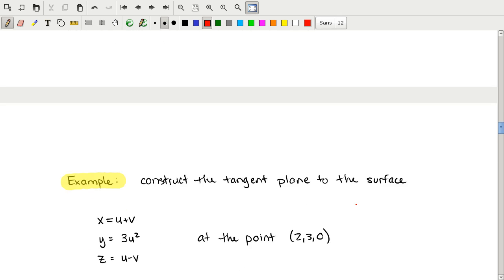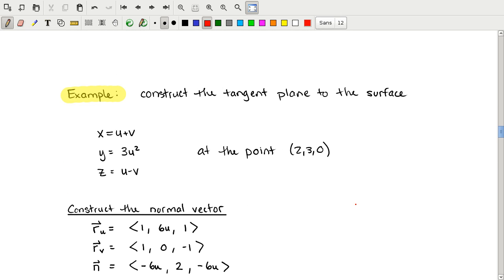Last thing in this lesson is one example. So here is a parametric surface. I do not have it plotted, but it is some kind of paraboloid opening out in the y direction. This would be a fun thing for you to put into a piece of graphing software and try to graph this object. I even believe it's a parabolic cylinder. Here's a point on that object. We are asked to find the tangent plane to this surface at this point.